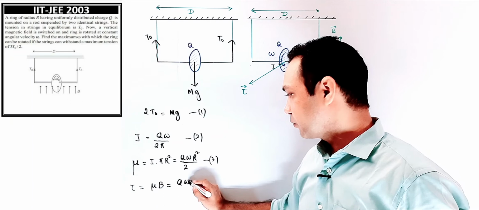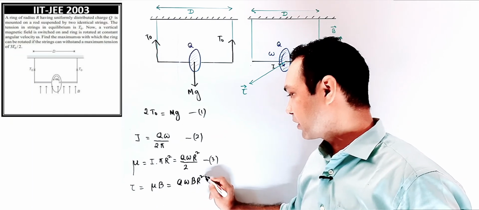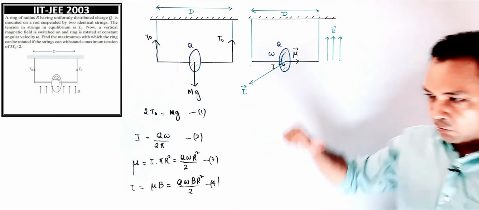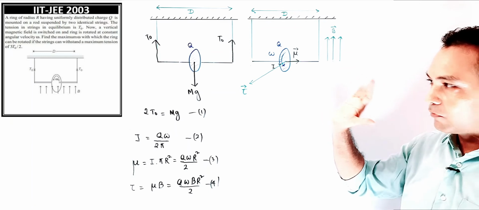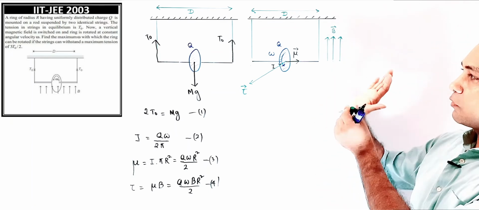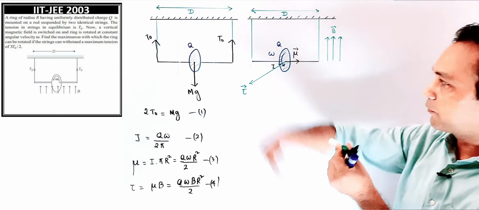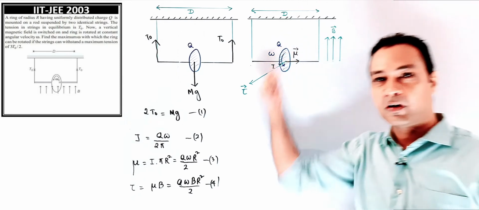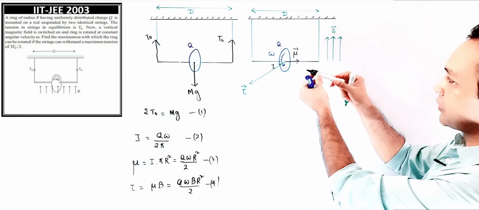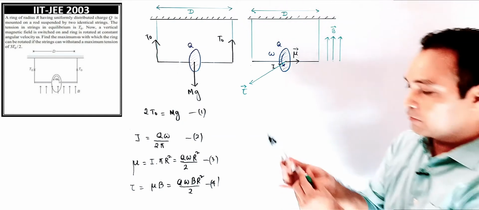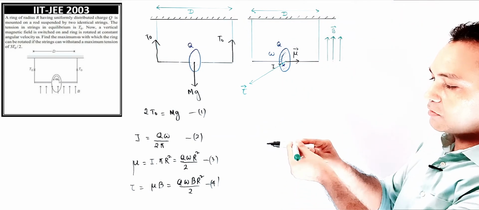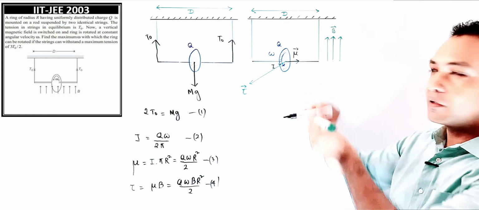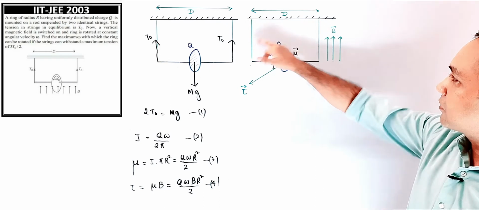Q omega B r square by 2. That is equation 4. And because of this, the torque is along this direction, so this torque will try to rotate this whole system like this. If I consider only the effect of this torque, and that is the rod, and the torque is along this direction, it will try to make it rotate like this.